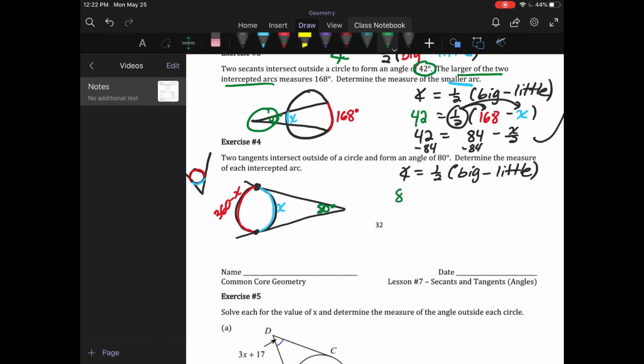Our angle is 80, and that is half of the big, which was 360 minus x, minus the little, and then we're going to solve for x. So we're going to combine like terms.